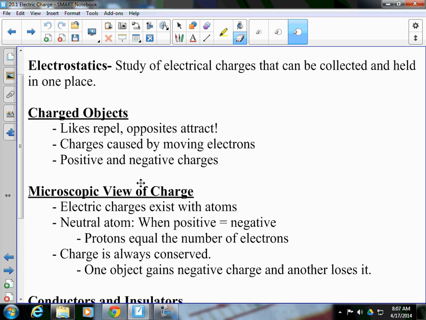If we look at charge real quick, it's very similar to gravity. You have attraction of particles in a force field. So a neutral atom, remember, a neutral atom has the same number of positive protons as negative electrons. If that number changes, it's going to change the charge of that atom. Charge is always conserved in the mechanism. If one object gains a negative charge, another one loses it.